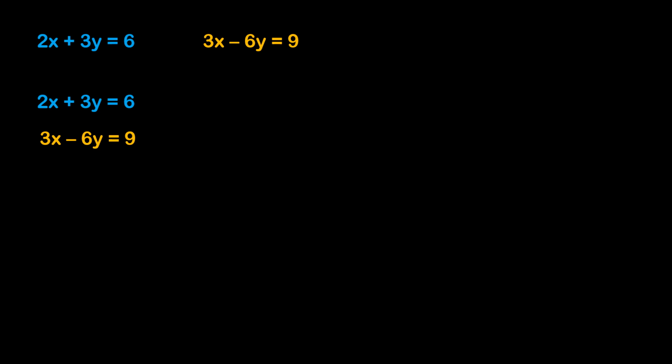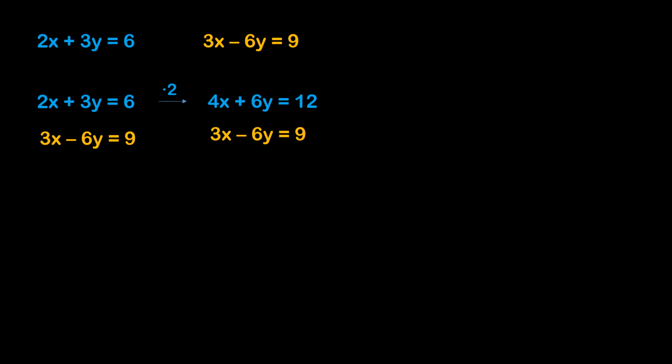And so what I'm going to do is multiply the first equation by 2. Like so. So if I multiply the first equation by 2, that means that all the terms will get multiplied by 2. So 2 times 2x is 4x, 2 times 3y is 6y, and 2 times 6 is 12. So multiplying that equation by 2 gives us 4x plus 6y is equal to 12. And of course we have the other equation.